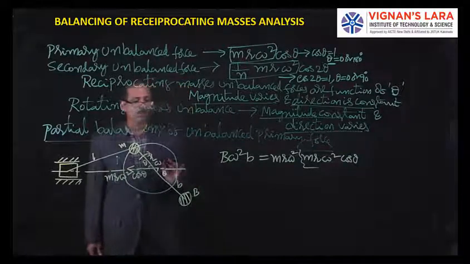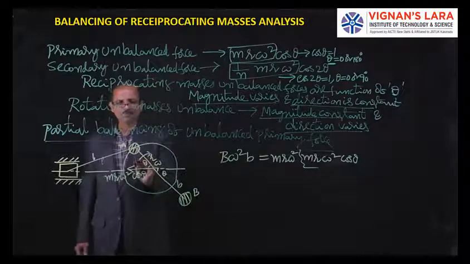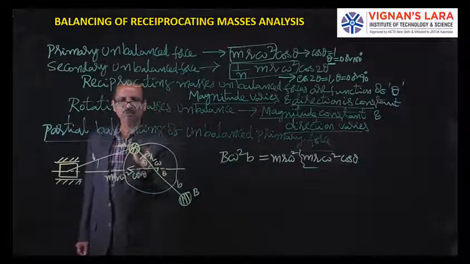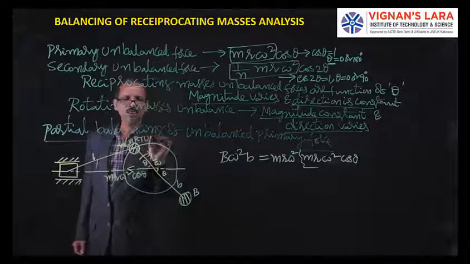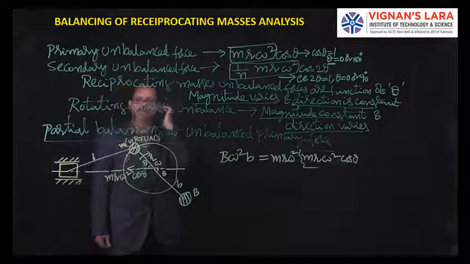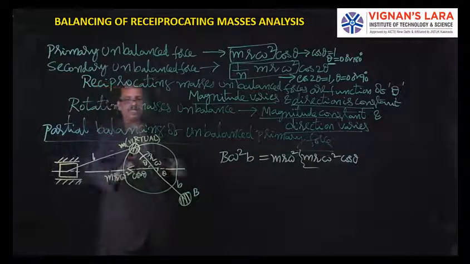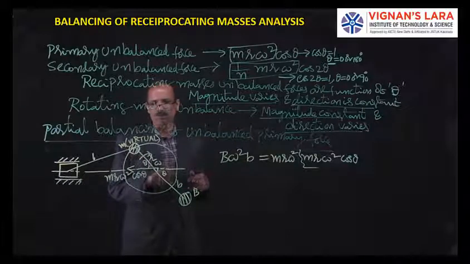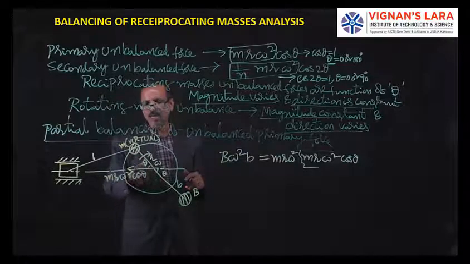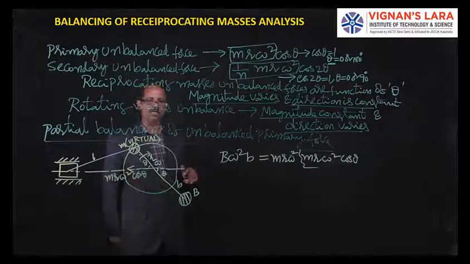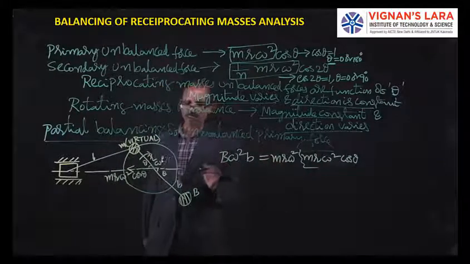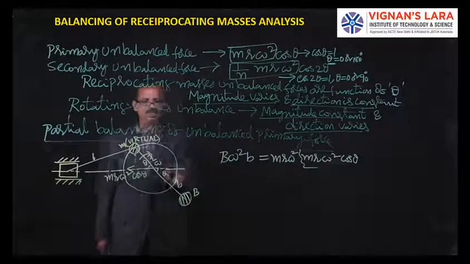But what is the problem with this? Actually you don't have a mass here. This m is virtual. I treated it as if there is a mass at the end of the crank m, having the effect of centrifugal force of mr omega square, and I have taken its horizontal component as an unbalance, mr omega square cos theta, and if I equate mr omega square to b omega square b, then what is it?